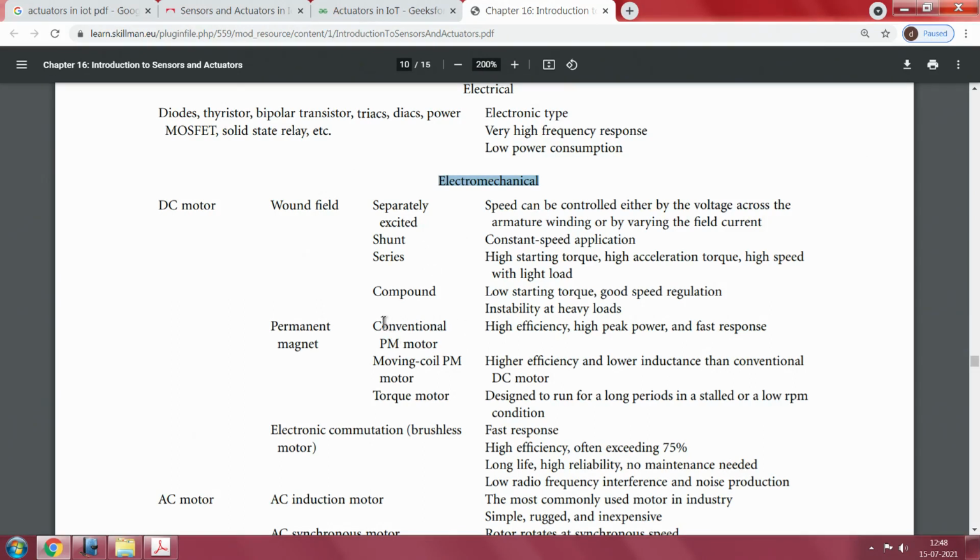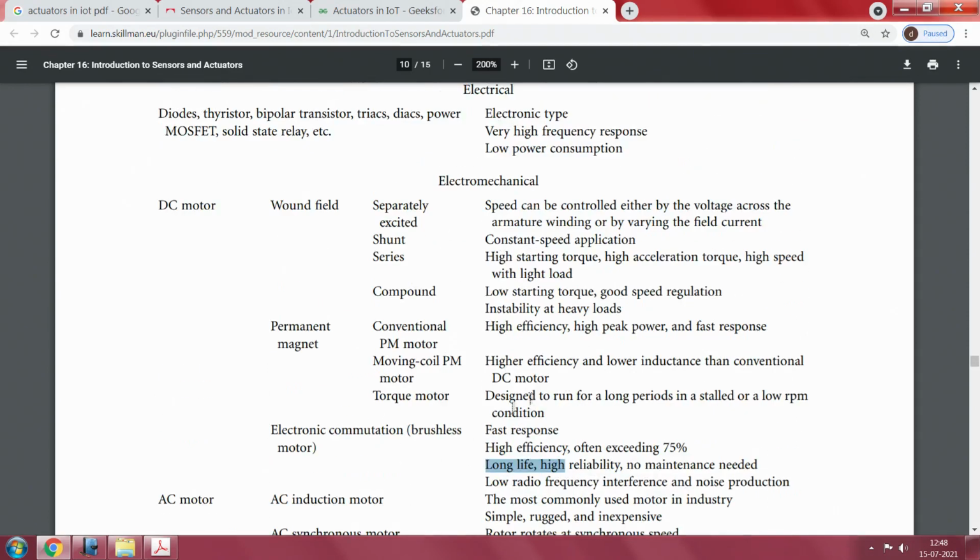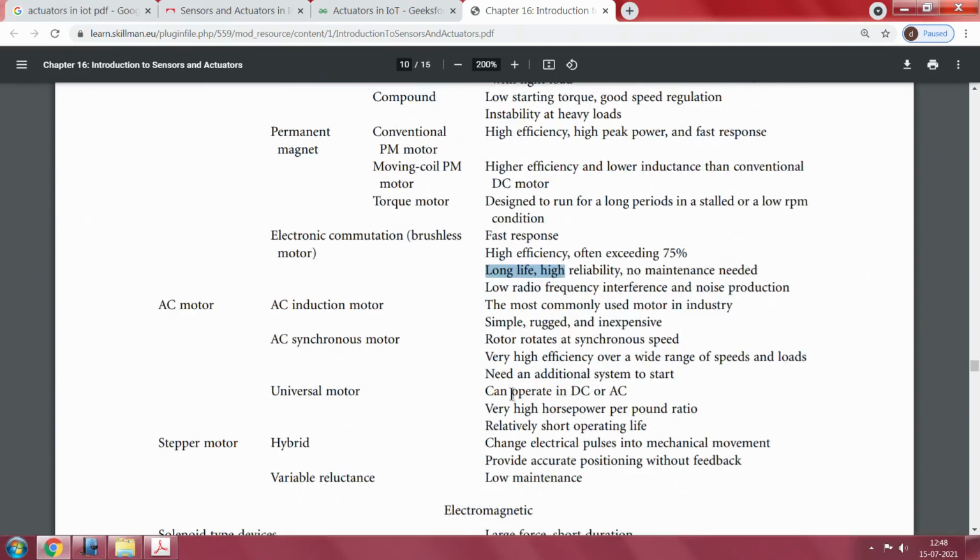In permanent magnet motors you have the conventional permanent magnet, the moving coil and so on. So again, he talks about different types of motors. You can also have brushless motors, which give you extremely fast response, high efficiency, over 75%, and very long life because there are no brushes here. It is a brushless DC motor. Do have a look at it, these are all also actuators. A DC motor is a very good actuator.